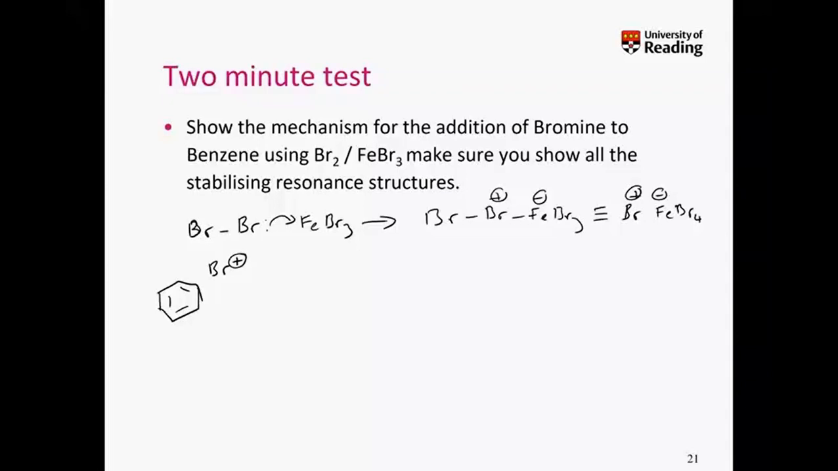So what we can say is we've got our Br plus, we have our electrons in our ring. We can use those electrons to react with that Br plus. Okay. So then we've got our positively charged carbocation. What I wanted to do was just practice drawing the resonance structures. So recognise that we can take the electron density from here, move it round.